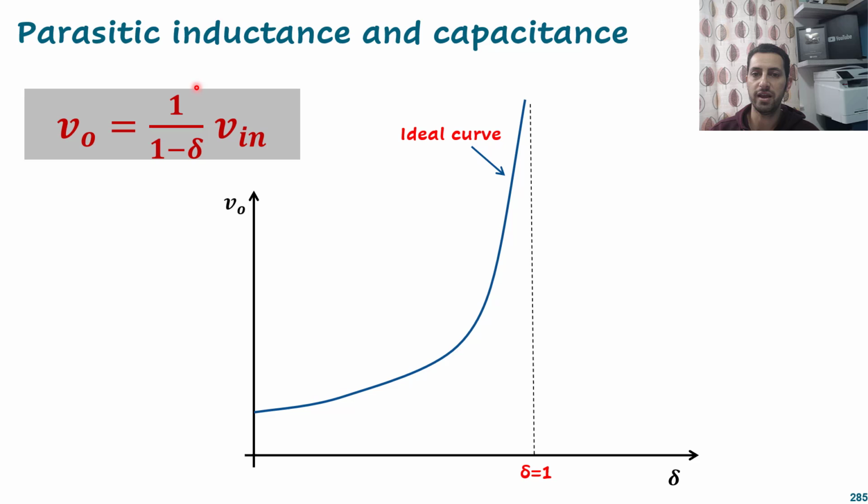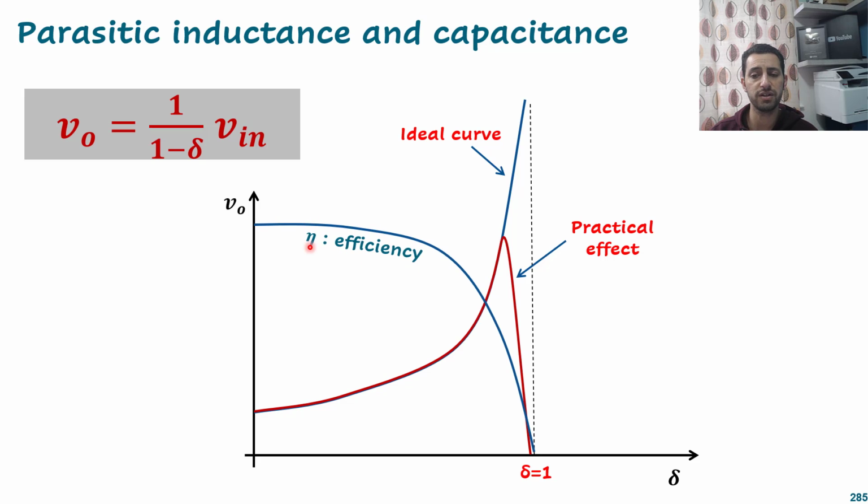and it will not accept any value from this relation. And the practical effect will be like this. When you increase delta more and more, yes, you will get more voltage at the output, but at some point you will not get any more, and the output will start to drop because of the parasitic inductance and capacitance. And if you look at the efficiency, this converter is good if delta is small, maybe below 0.5, and after 0.5 it will start decreasing more and more, and it will not be acceptable.